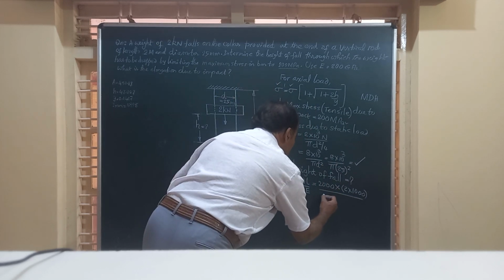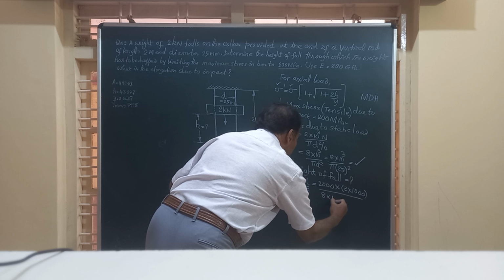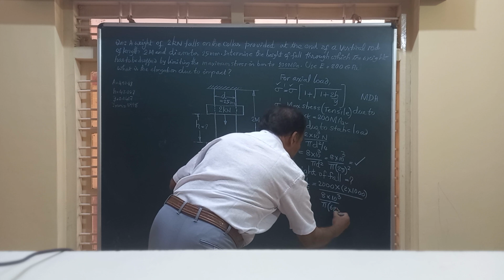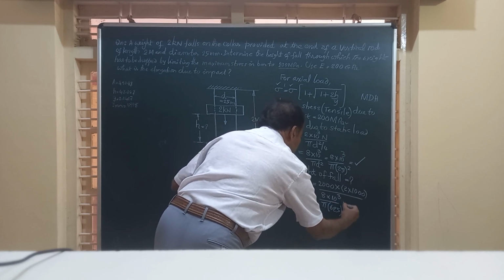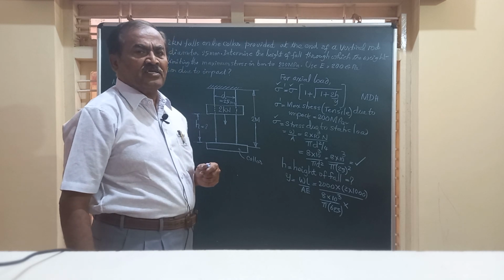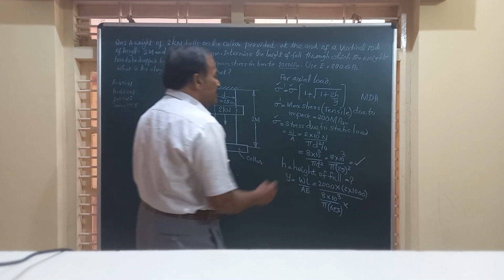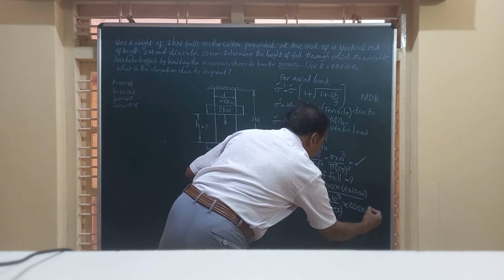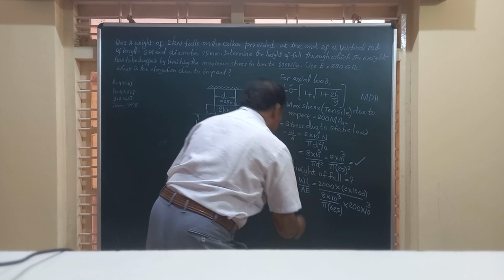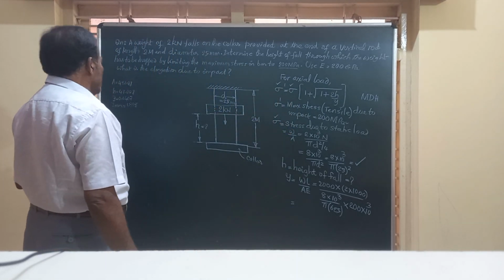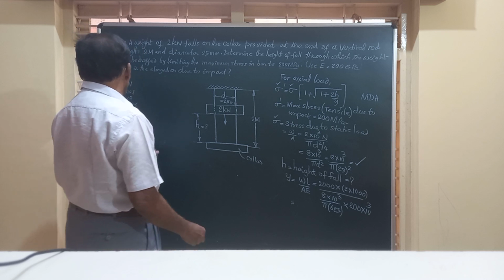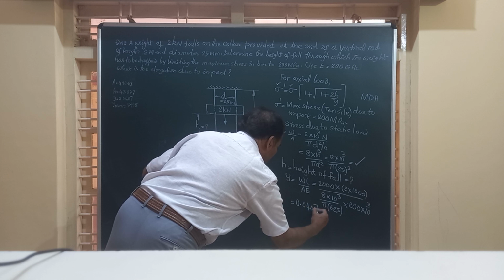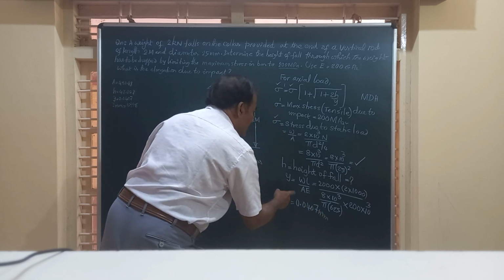This is 8 into 10 to the power of 3, divided by 5 into 625. We can simplify this. Multiplied by E, the modulus of elasticity of the material of the rod, that is 200 GPa, converted to MPa will be 200 into 10 to the power of 3. Friends, this is the deflection, and its value is 0.0407 mm. This is the value of y.